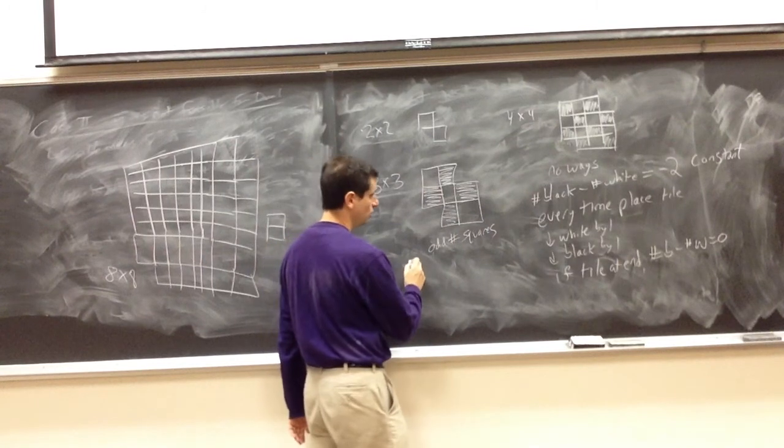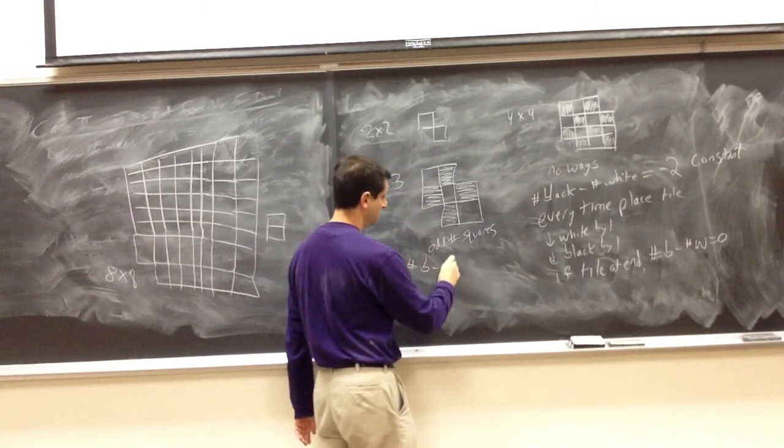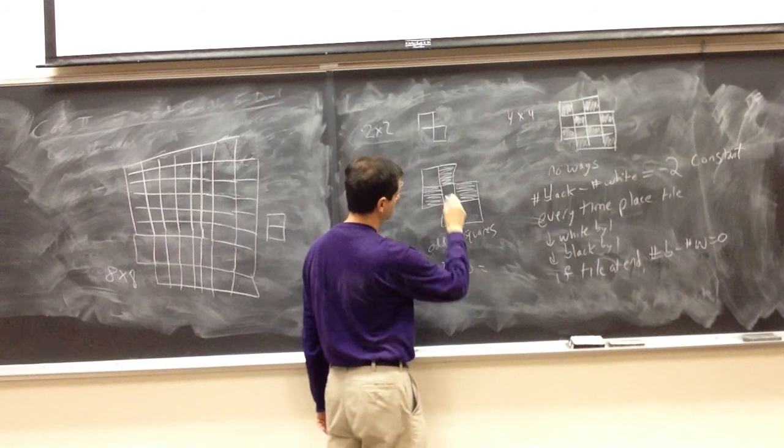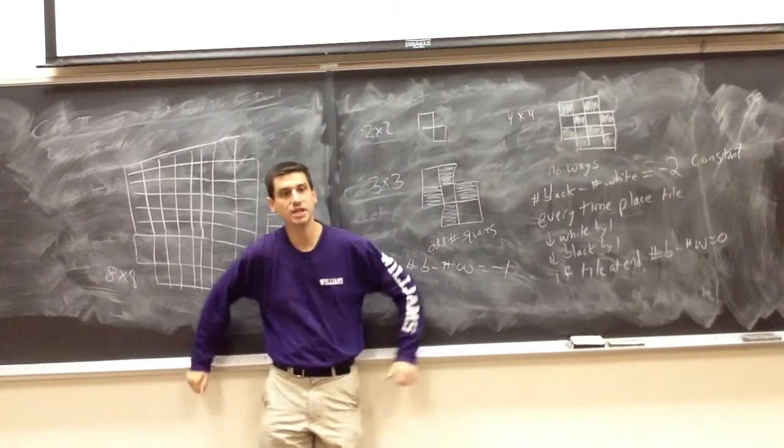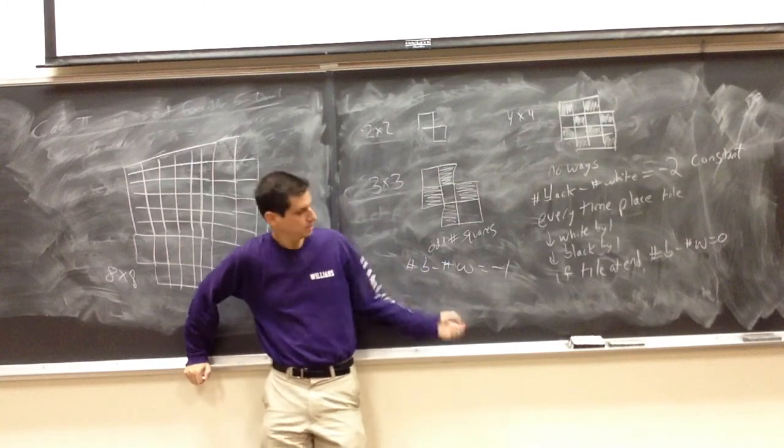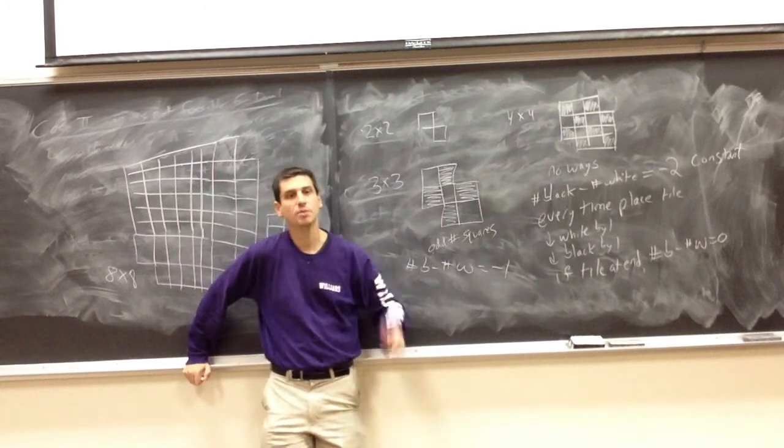So here, we'd get number of black minus the number of white is going to be negative 1. And again, it's impossible. So we can use the same proof in both cases. It's a little bit different. We have to have negative 1 or negative 2, but it's the same idea.